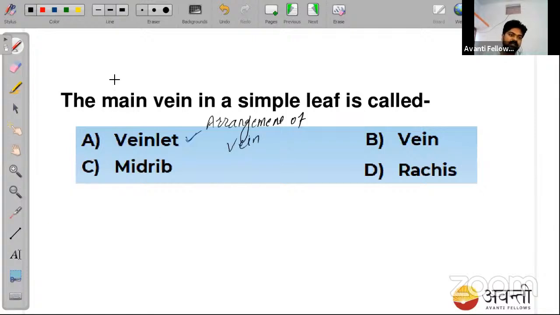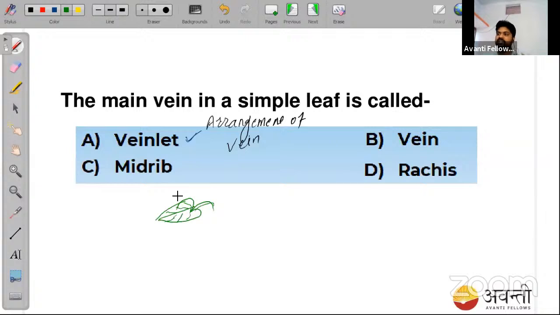For example, this is our leaf. The leaf contains different vein-like structures. Actually, this is a skeletal structure which supports the leaf, or we can say supports the area of the leaf. So this is a vein-like structure. That is a vein. ठीक है, इसको हम directly vein कहेंगे. But what is meant by veinlet? Actually, it is the arrangement of veins. That means this complete structure is the veinlet.